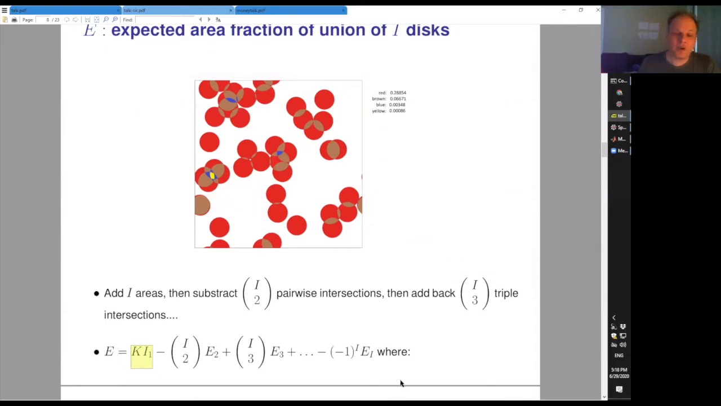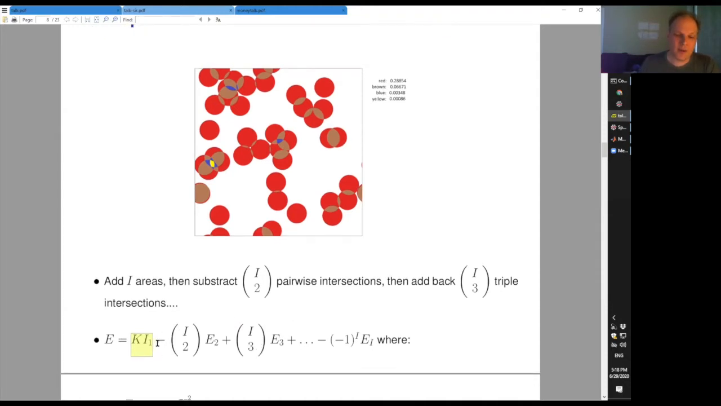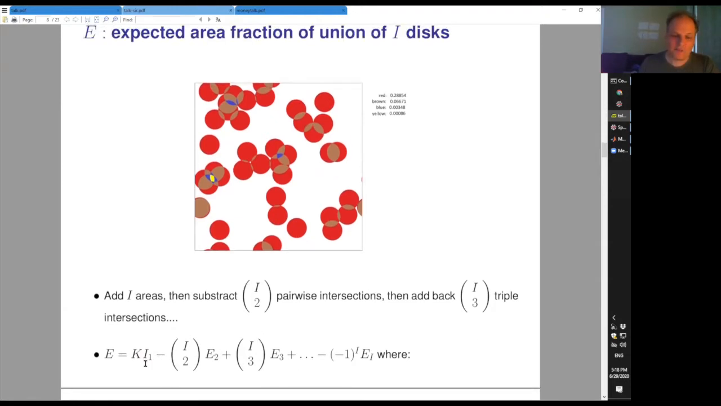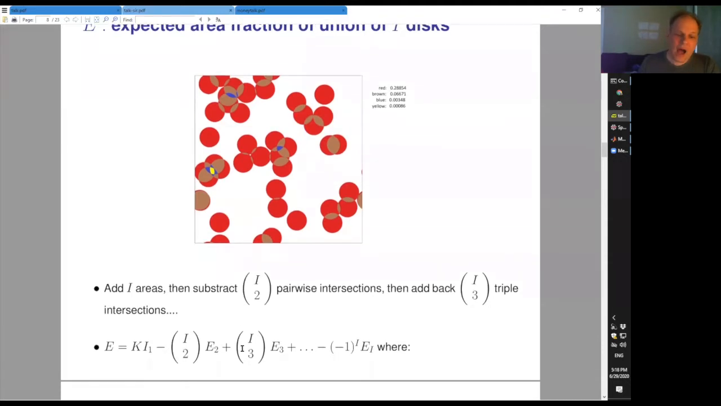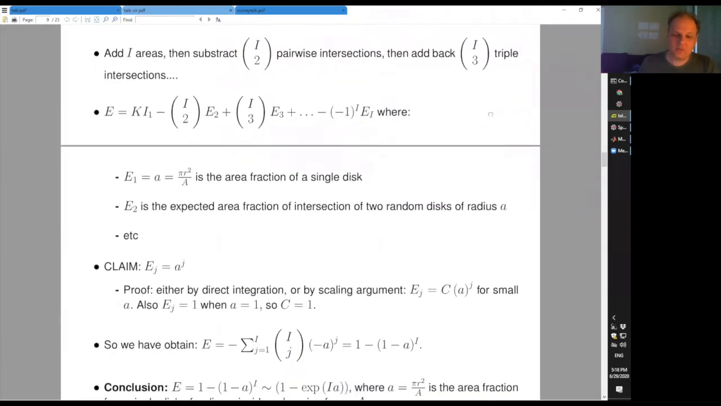So the total expected area is going to have this formula: I times E1 minus I choose 2 times E2. I choose 2 is just how many pairwise intersections there are, and I choose 3 is how many triple intersections there are, etc. So minus, plus, minus, and so on. That's the beast that I have to compute here. Now how do I compute this E1, E2, and E3?